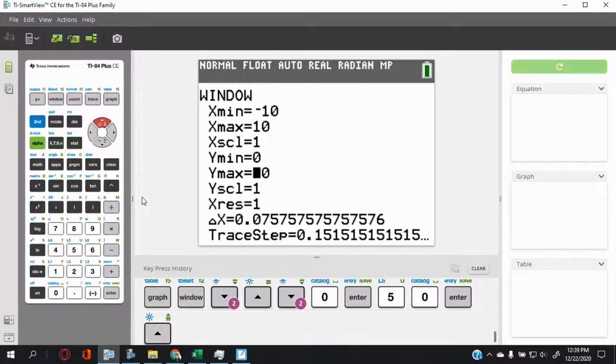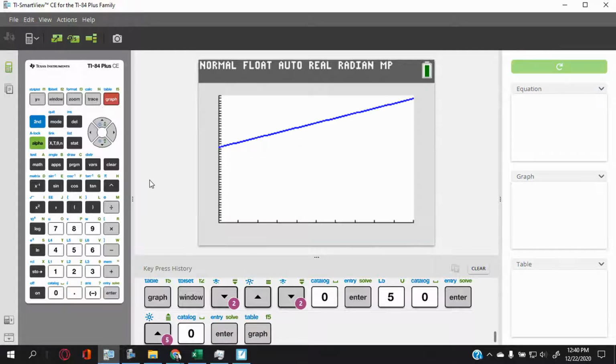All right. Y min, I don't need an X min either, actually. X max is 10. Is that going to work? Let me check the graph. Yeah, the graph looks good.